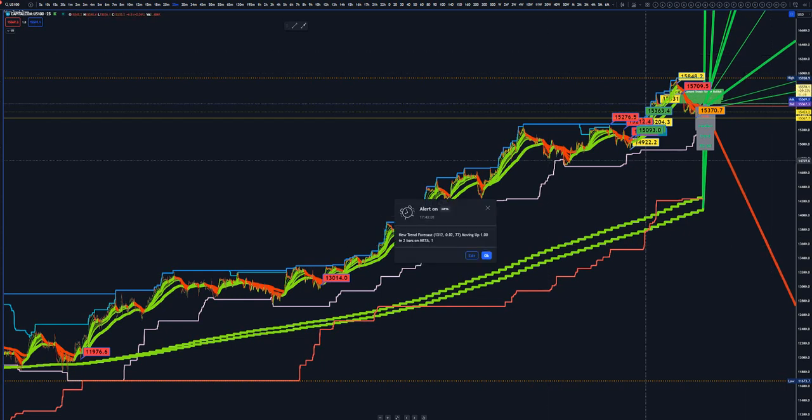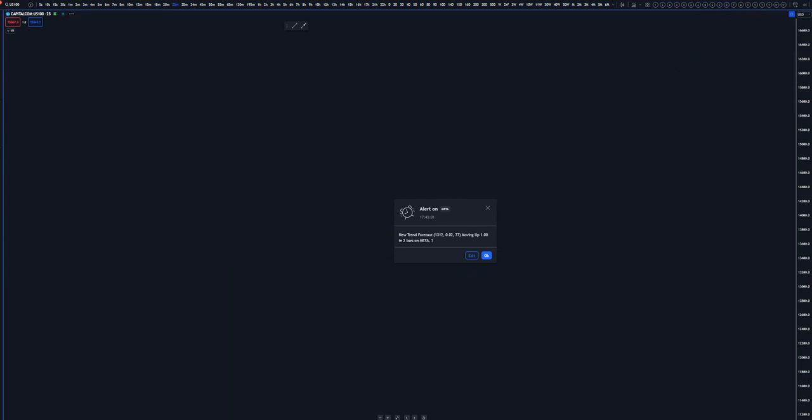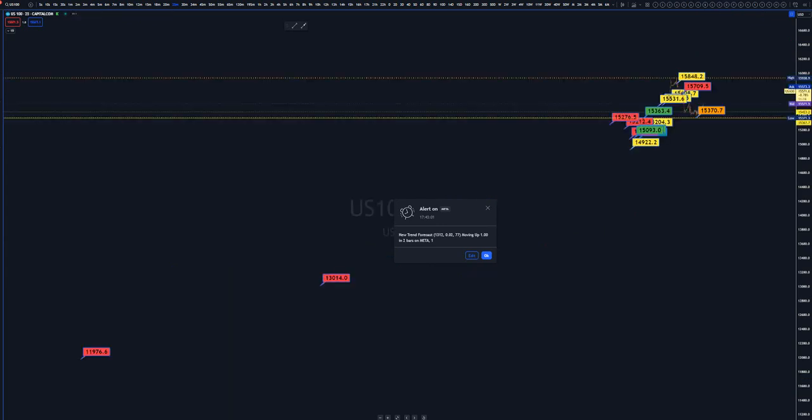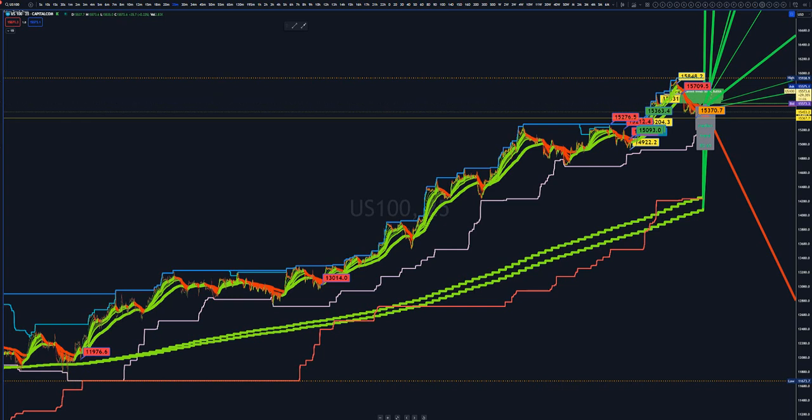you can see here I have now an alert that Nasdaq is rising, and this is the professional version. The professional version also lets you hide, for example, these lines, and I will explain now what they mean.